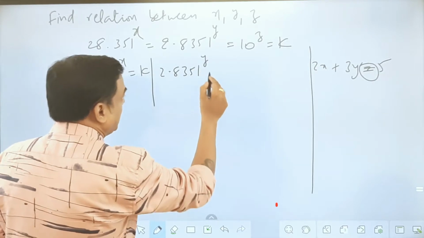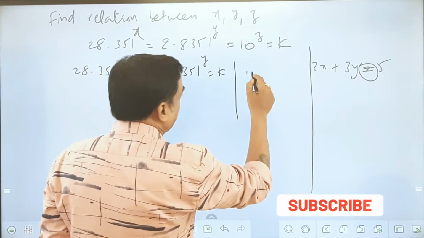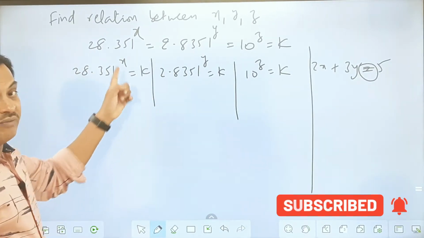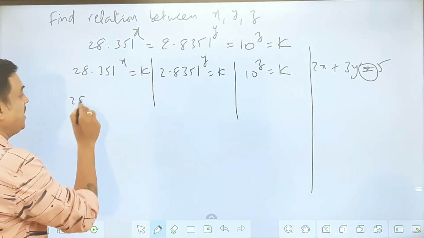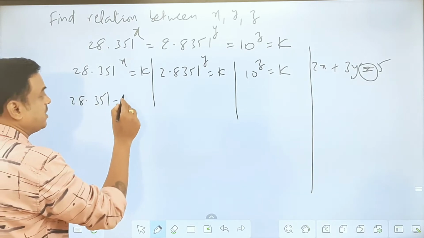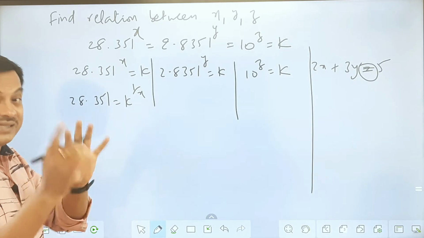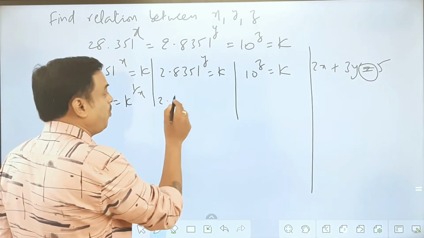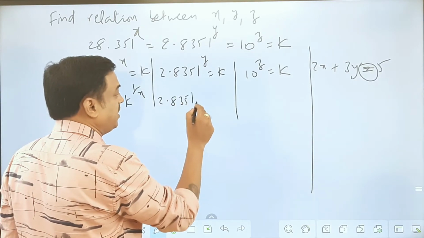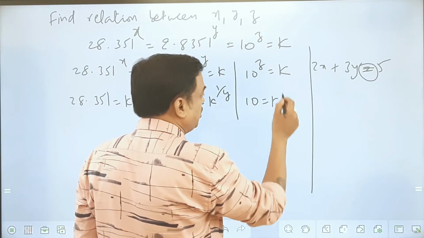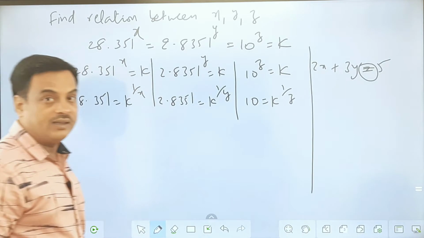2.8351 to the power of y is equal to k, and 10 to the power of z is equal to k. Now sending these powers to the other side, you get 28.351 is equal to k to the power of 1 by x. You know, when sending x to the other side, it gets reciprocal, right? So 2.8351 is equal to k to the power of 1 by y, and 10 is equal to k to the power of 1 by z is what you get here in this case.